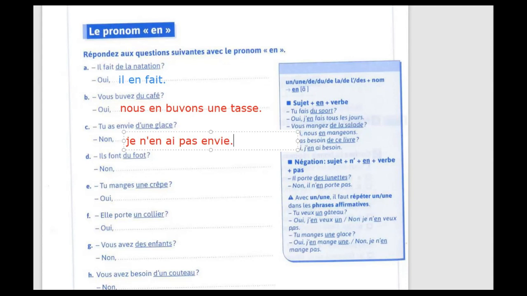Okay, so do you have a wish to? Envie de is like, do you desire to have, or do you wish to have an ice cream? Non, je n'en ai pas envie. I do not wish to have it. Like, I don't wish to have it. Je n'en ai pas envie.